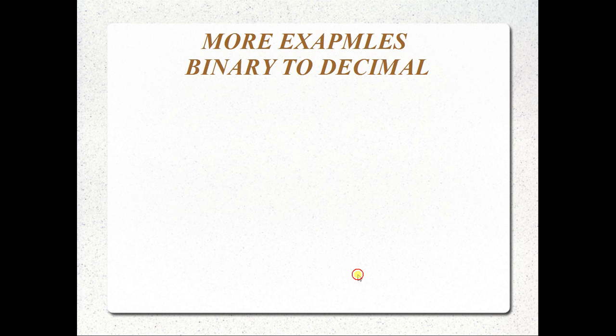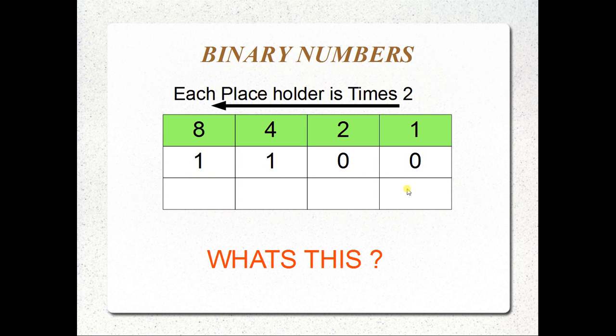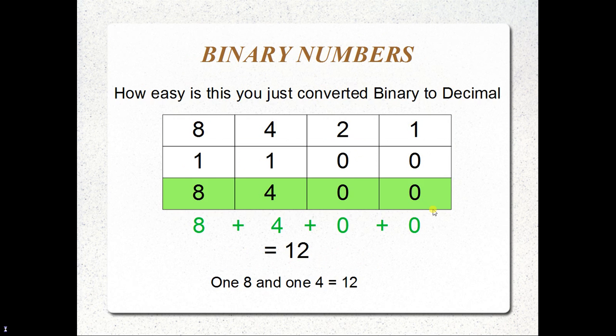Okay, so each placeholder is times 2, right? What's this number? You should be able to look at that instantly and get it. How many 8s? How many 4s? How many 2s? And how many 1s? Bam. 12. So 1 eight, 1 four, 0 twos, and 0 ones. That's 12, because 8 plus 4 is 12. So you have to memorize these placeholders. For a 4-bit number, it's 1, 2, 4, 8.